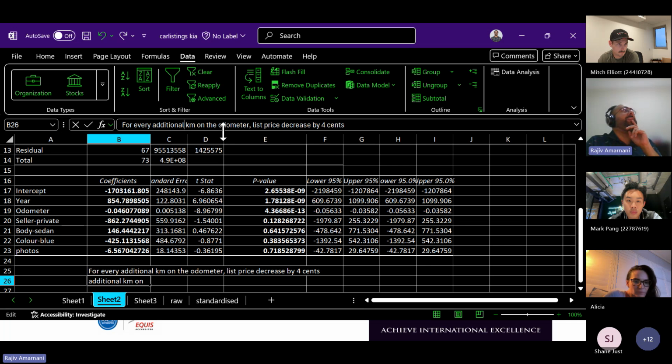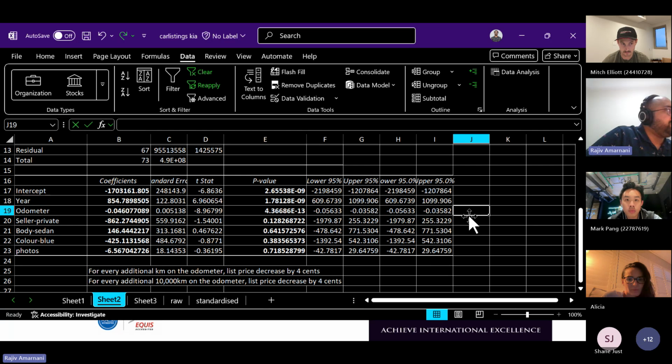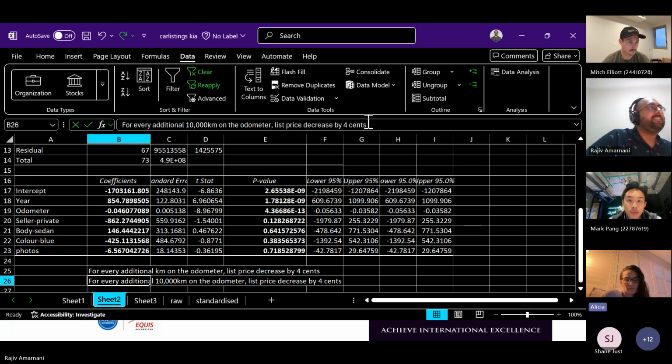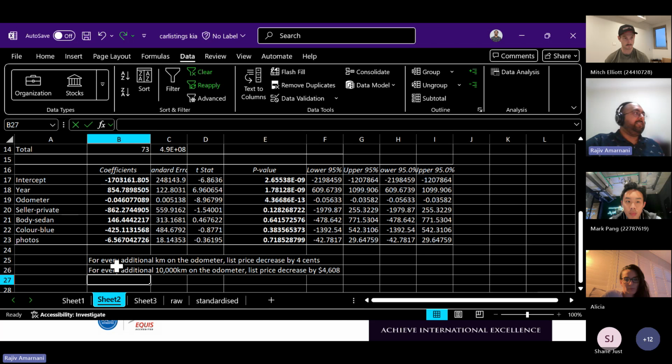What is very helpful, class, especially when you're presenting this in your project, is that the units can be whatever you want them to be. So if you want, you can change this to every 10,000 km on the odometer, and then we just increase this accordingly. So the list price decreases by whatever this is times 10,000, which is 4,608. Is that right? So it is dollars 4,608. It's the depreciation rate: 4 cents per kilometer.